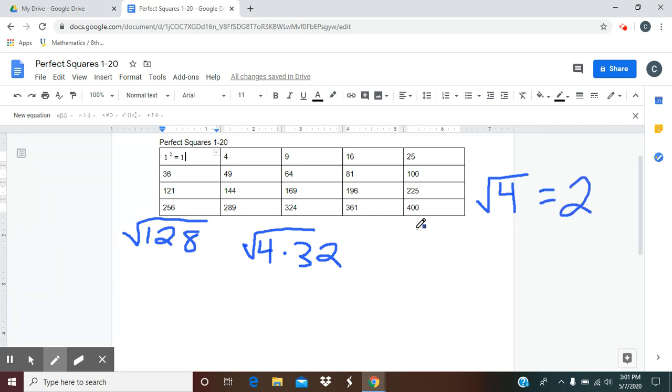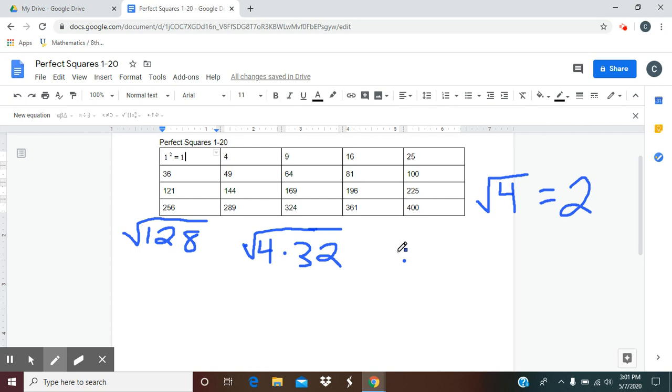Now, from here, I would try to take the square root of 32. But at this point, I want to point something out to you. I've made a mistake in this process. And the reason is because I did not divide 128 by the largest perfect square that it could be factored by. The reason I can recognize this is because 32 still has factors that you can divide out of it.